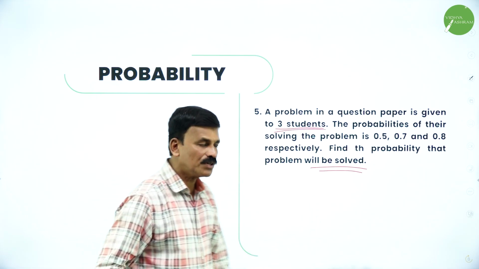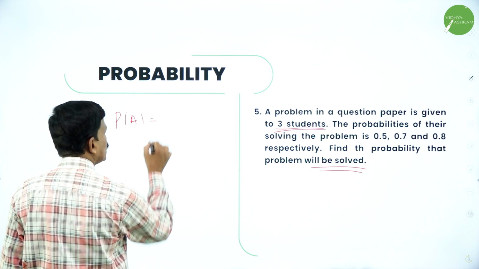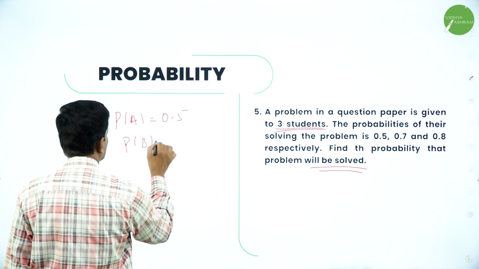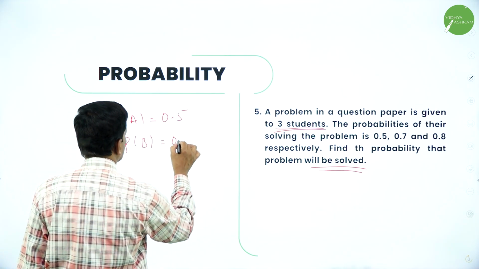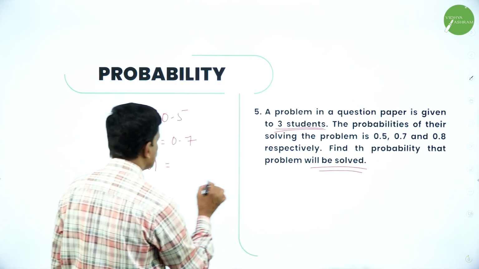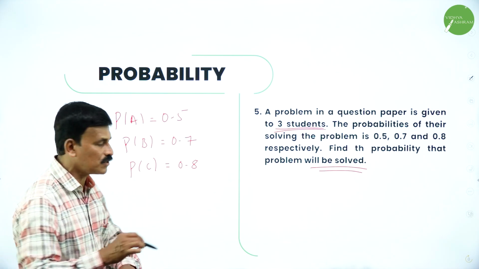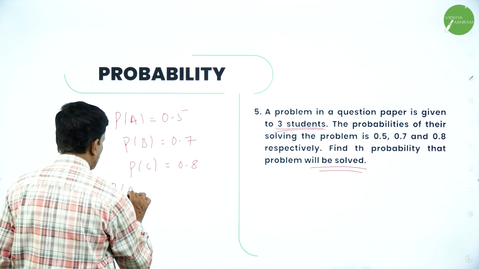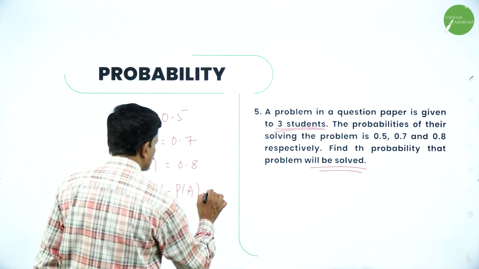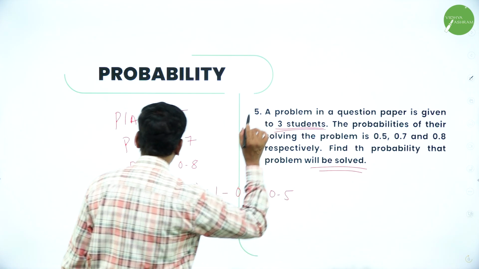Now, just write down what is given first. The probability of solving the question by student A is 0.5, the probability of solving it by B is 0.7, and the probability of solving it by the third student C is 0.8. Now find the probability of not solving the question. P of A dash is equal to 1 minus P of A, that is 1 minus 0.5, which is 0.5.